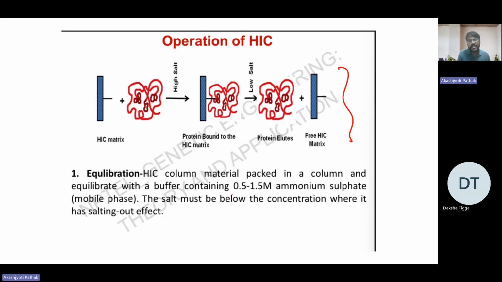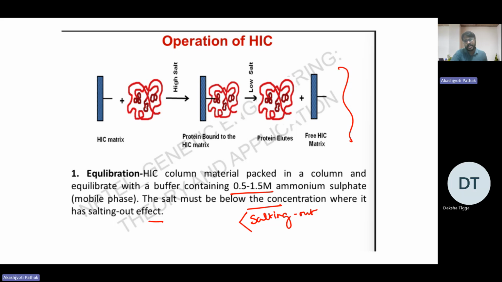So the equilibration is done at high salt concentration, at 0.5 to 1.5 molar sodium sulfate. This salt concentration must be below the concentration where it has a salting out effect. At the salting out concentration, your protein will get precipitated. So you have to keep the concentration of the salt below the concentration at which salting out takes place.